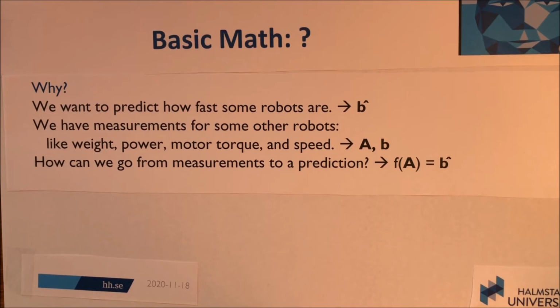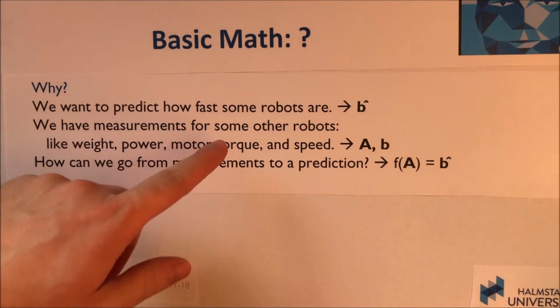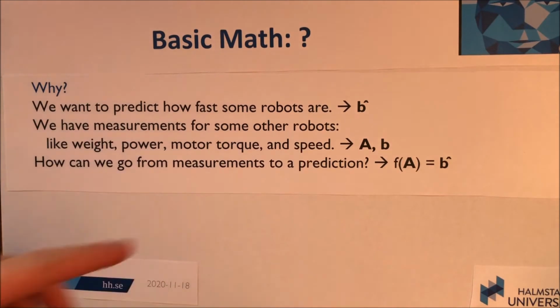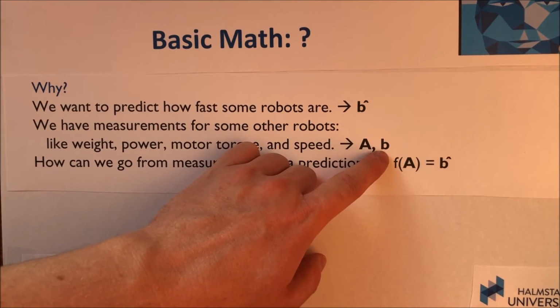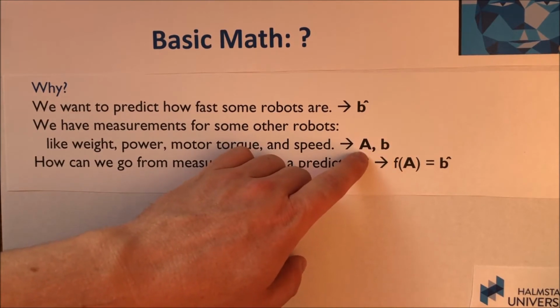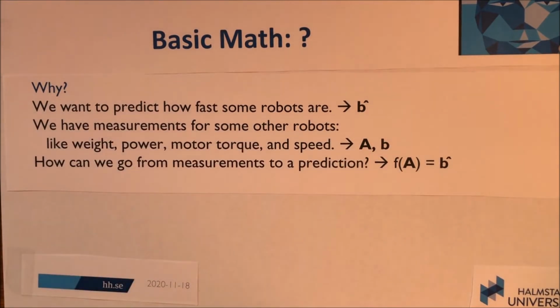Sometimes we want to be able to move from some measurements to a prediction. Here's an example. We want to predict how fast some robots are. We call that B hat. We have some measurements for robots, like their weight, their power, the motor torque, and speed. So the speed will be the real B, and the other variables we can put in A. And then we want to know how we can go from some type of function of A to our prediction, a good prediction.